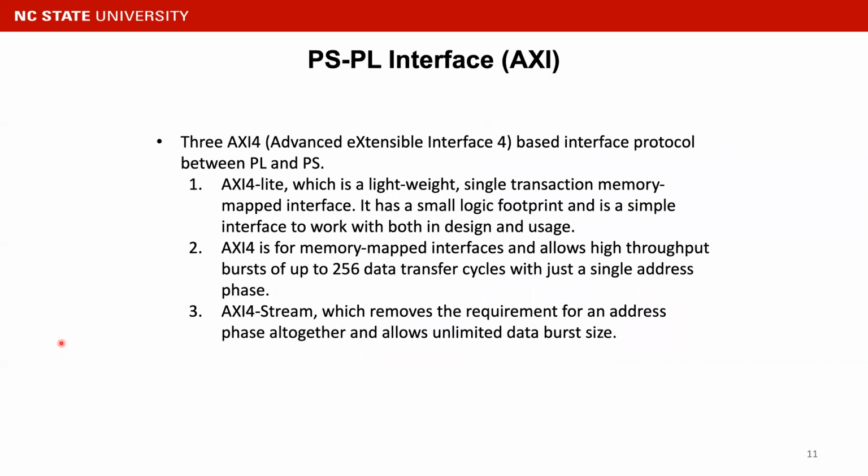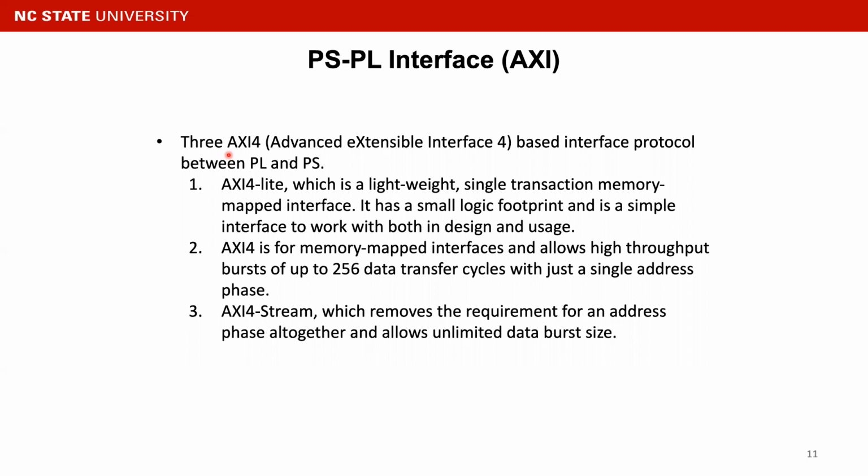Moreover, as mentioned before, since the SoC has two parts on one chip, one for PL and one for PS, there is a need to have a very high performance interconnection interface between them. The Zynq 7 SoC has three AXI based interface protocols between the PL and PS. First we have AXI Lite, which is a lightweight single transaction memory mapped interface. It is very easy to implement and use.